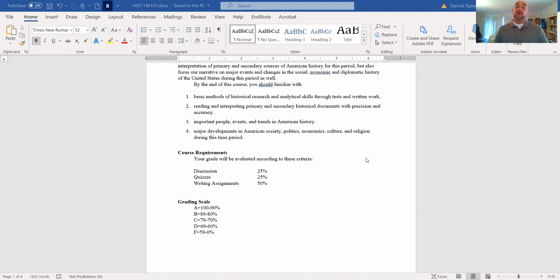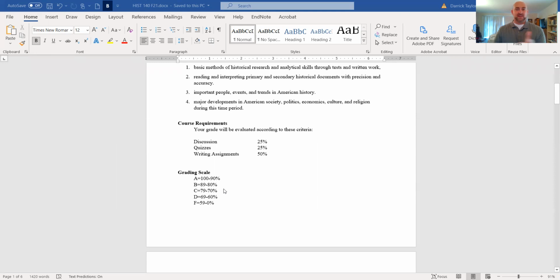There'll be weekly quizzes, a chapter a week, basically a quiz a week, essentially, in this course. A lot of reading, as you'll see. And then basically three short writing assignments. And that's it. So that's 100%, by the way, if you didn't get that. And so that's the criteria. The grading scale is a normal one, 90, 89, 80 down the line.